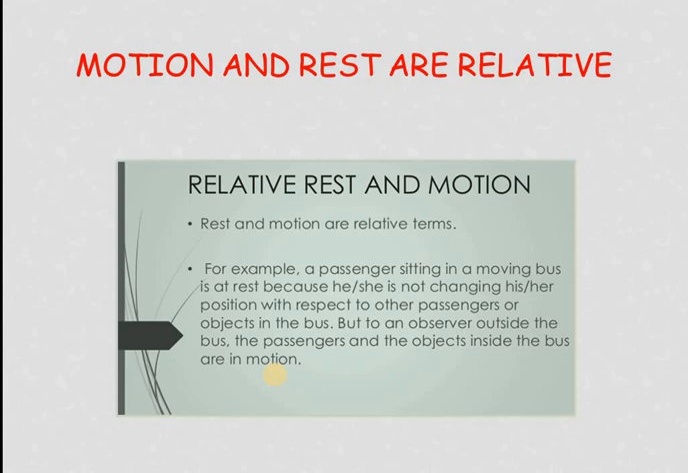That is, there is no absolute rest and there is no absolute motion. With respect to the surrounding, a body can be in a state of rest or in a state of motion. Hope it's clear. So with respect to the driver in a bus, you are in a state of rest. But with respect to a person standing on the road, you are in a state of motion.